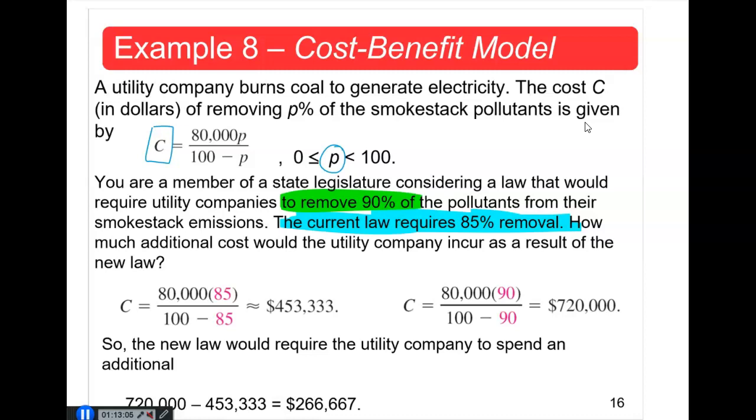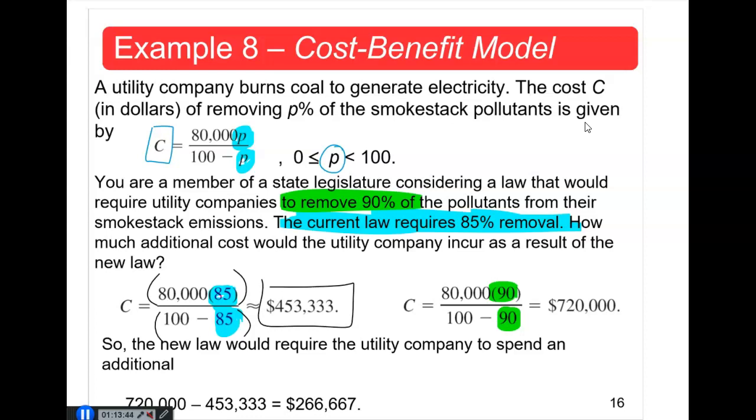So as you can see here, we take the function, then we substitute every P for percentage with an 85. You could type this in your calculator or do it by hand, whatever you want. But if you type it on the calculator, make sure you include the numerator and the denominator in parentheses. And so that's what you will get. With the current law, that's the cost, $453,333.